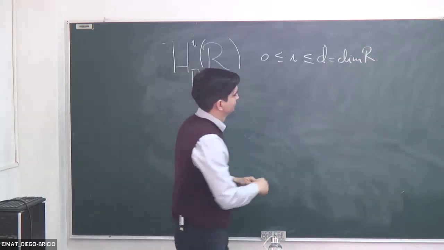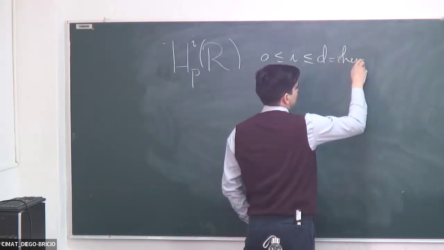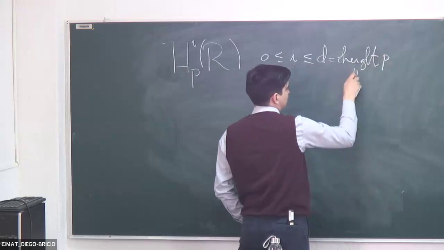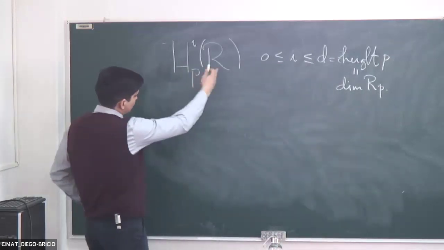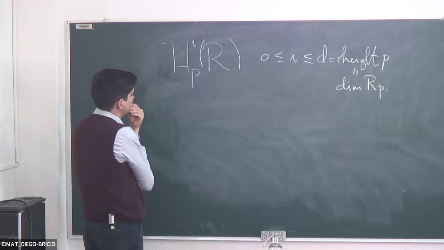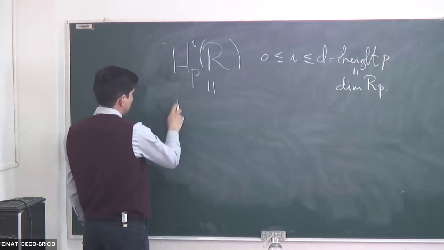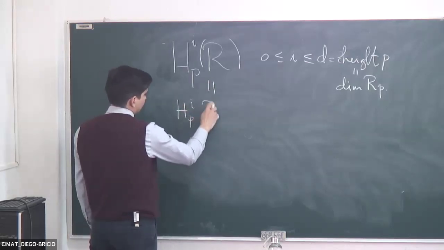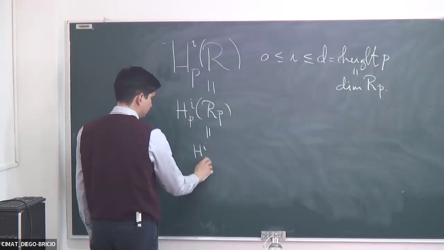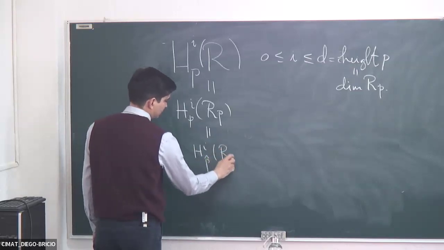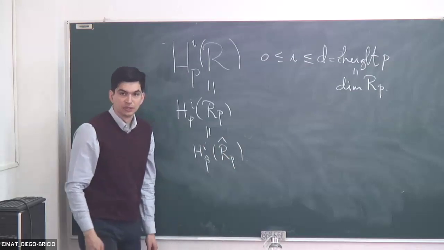So this is the dimension of R at P, right? So I guess I should say height. And I say height of P because this, by definition, is the dimension of R_P. That's all that matters here. We saw that for this, we can look very locally. So this is equal to this, and it further equals what you get when you look at the complete local ring. So it's really, really local information.